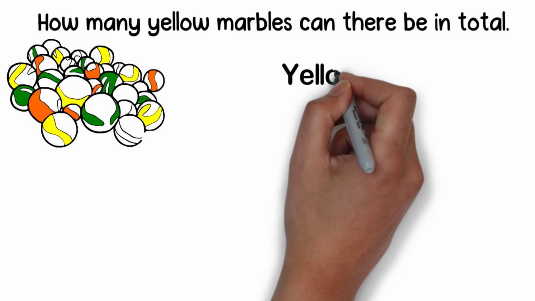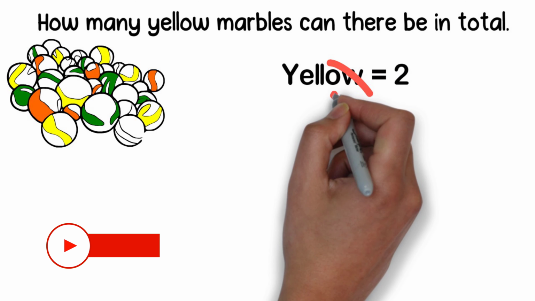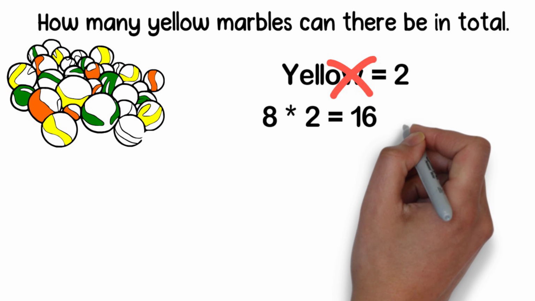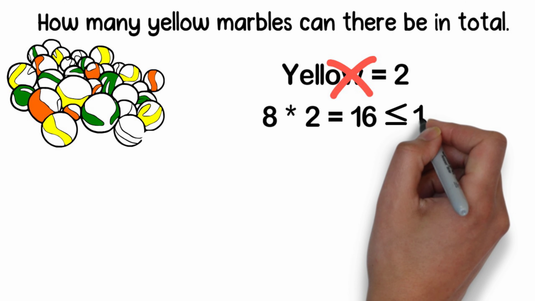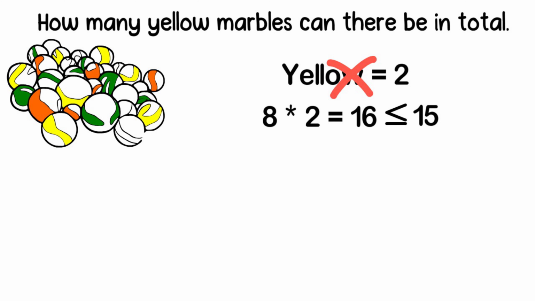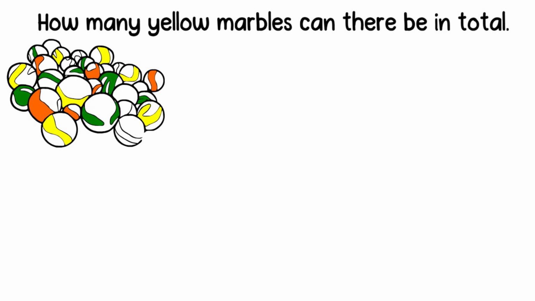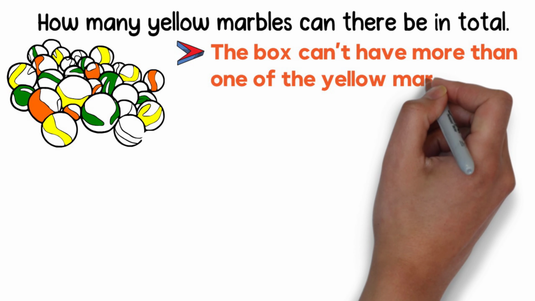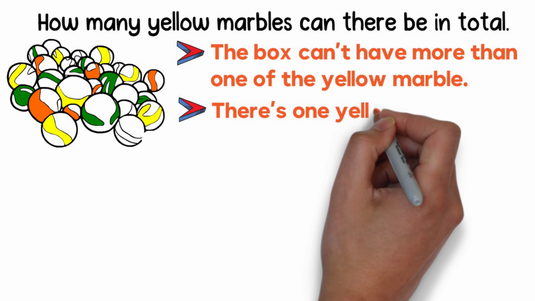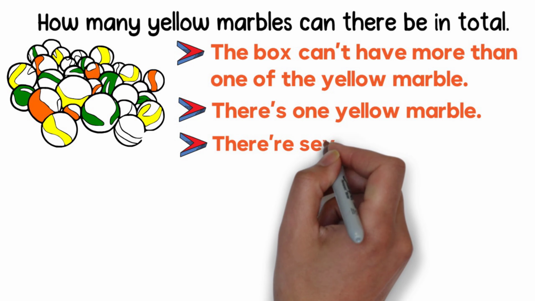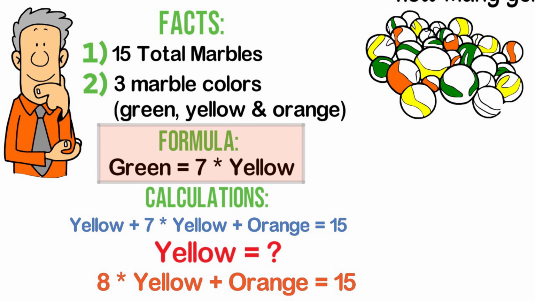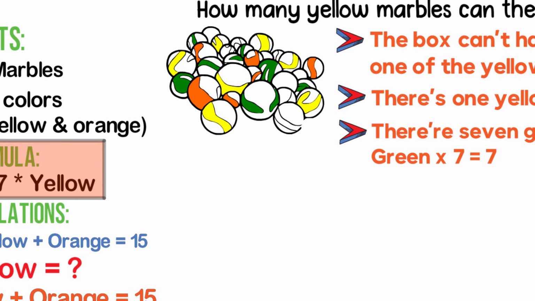Can there be 2 yellow marbles? No, because if we multiply 8 by 2, we will get a total of 16 marbles, which is greater than 15, the total number of marbles. Based on this information, the box cannot have more than 1 yellow marble. And if there is only 1 yellow marble, there are going to be 7 green marbles, because we already have a formula that the number of green marbles is calculated by multiplying 7 by the number of yellow marbles.